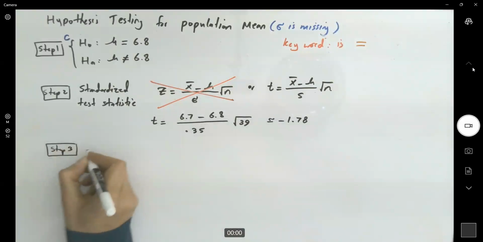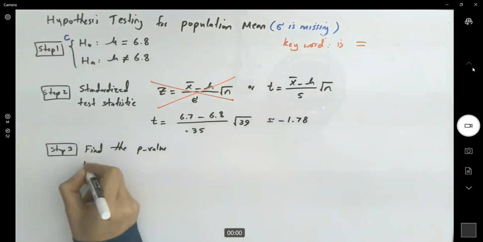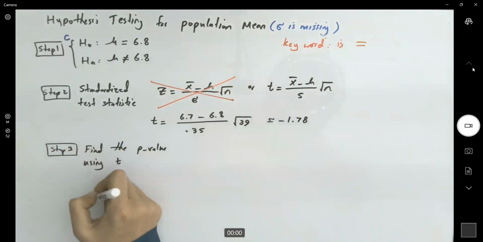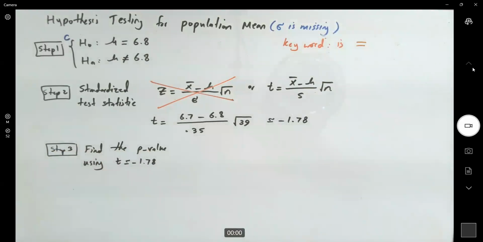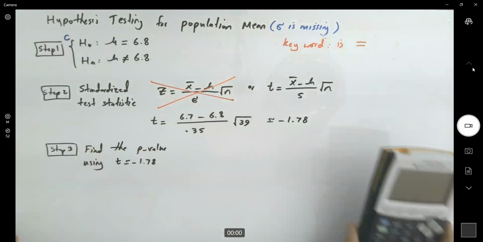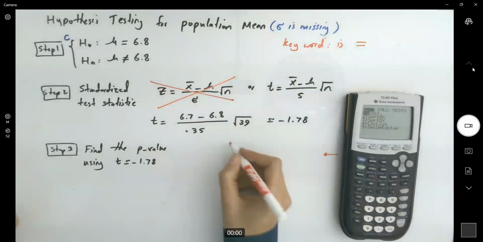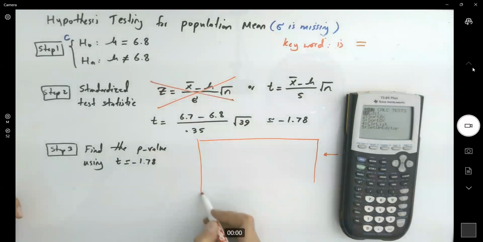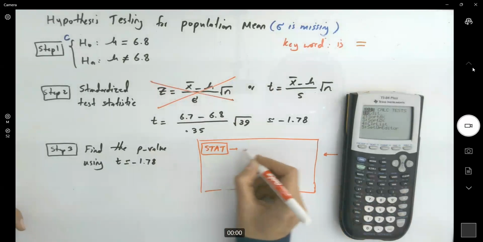Step 3, find the p-value using t, which is approximately negative 1.78. Very good. Let's take a look at the website. You can use the website or you can use a calculator. Both of them are fine. So if you're using your calculator, let's turn on the calculator, clear this one, go to stat. So let me write this down here for you. Stat, go to tests.